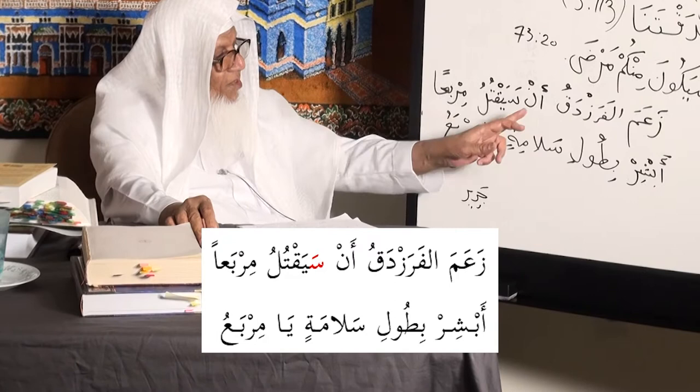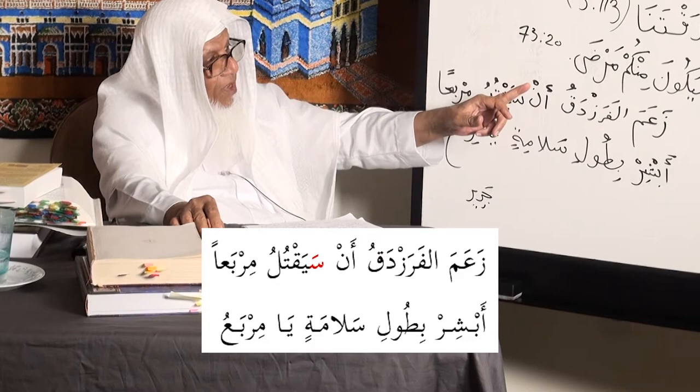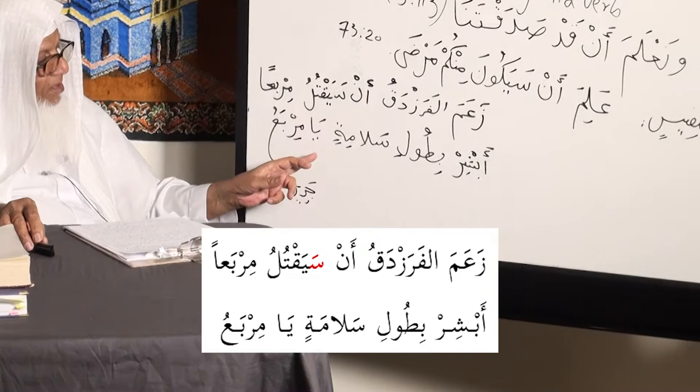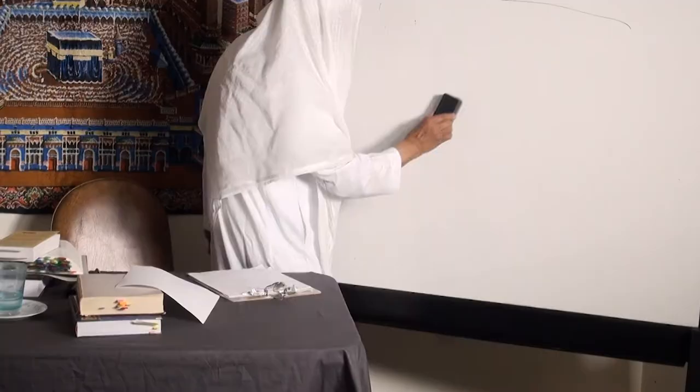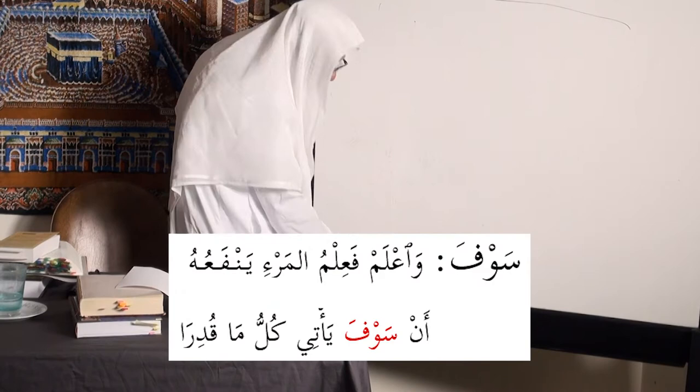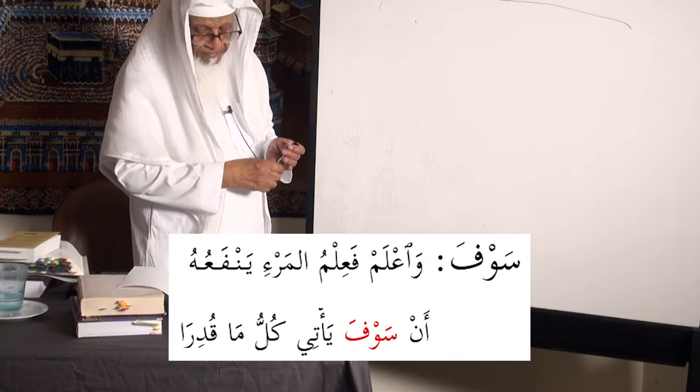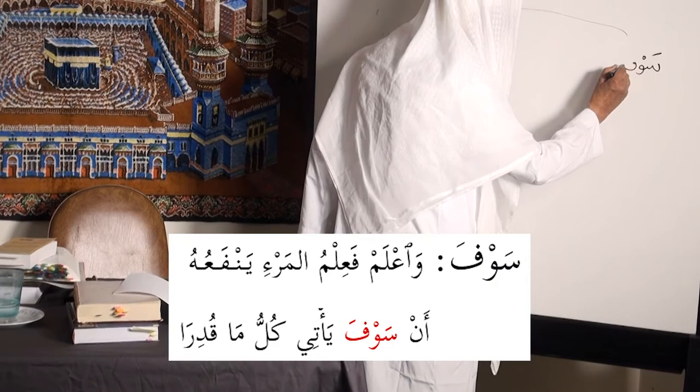زعم الفرزدق أن سيقتل. Here we have seen, as we have seen in the ayah, علم أن سيكون. مربعاً أبشر بطول سلامة يا مربع. Now we'll see سوف. سوف we don't have in the Quran, but there is a line of poetry. Sawfa, it is also another harf tanfis.